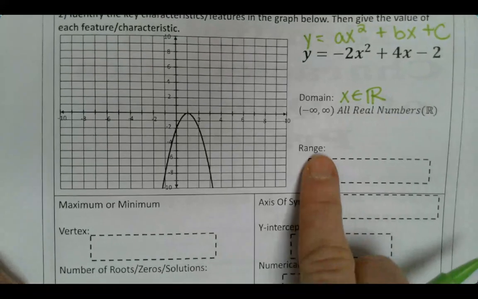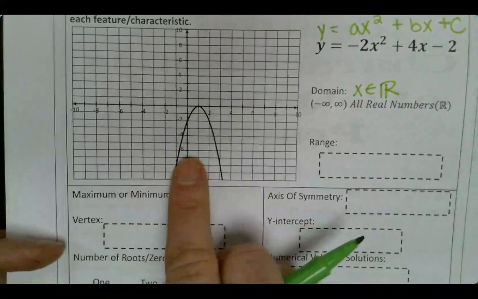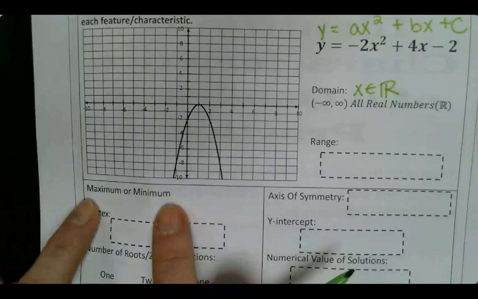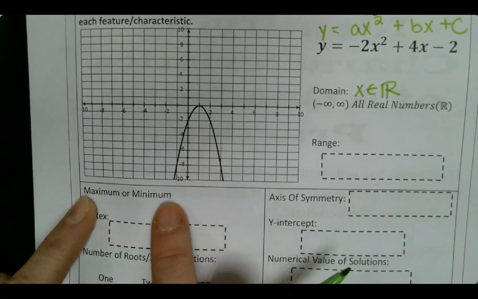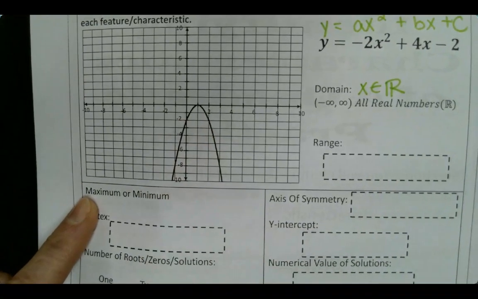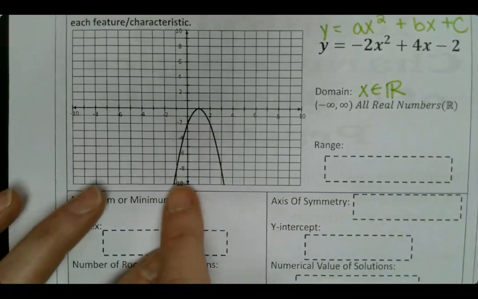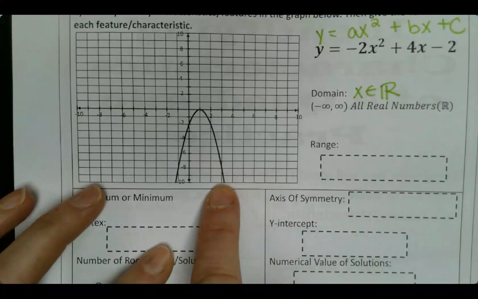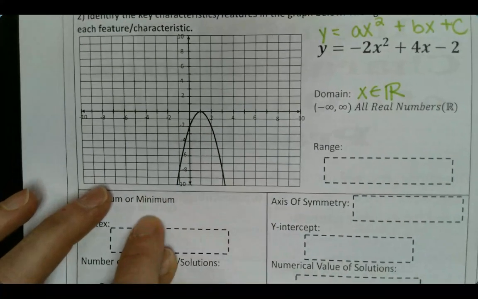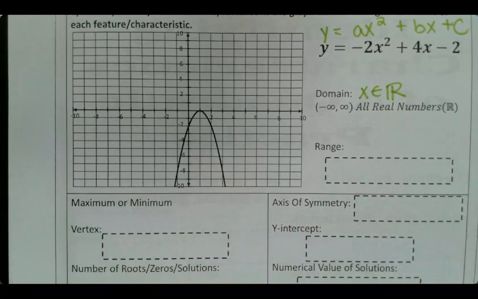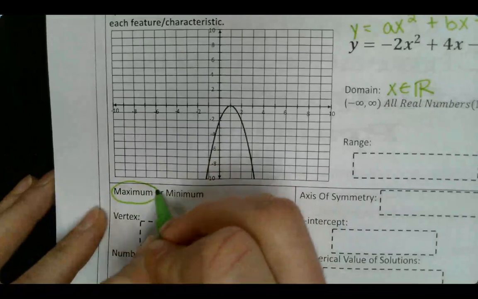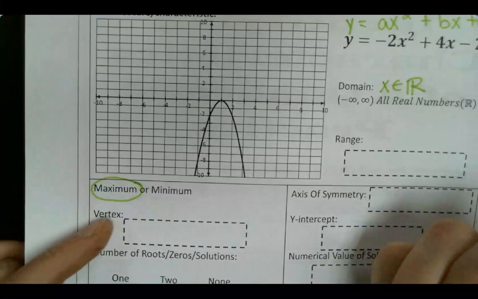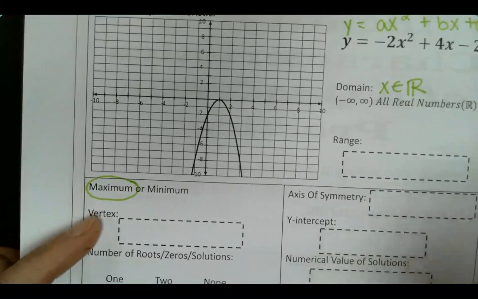The range is all the y values. So we look at the graph, and we are going to determine whether this has a maximum or a minimum value. So a maximum is a highest point, a minimum would be the lowest point. Because this goes on and on forever downward, there is no minimum. Minimum would be negative infinity. So we have a maximum value. And we actually need to find out what that maximum is. So it's like the highest.